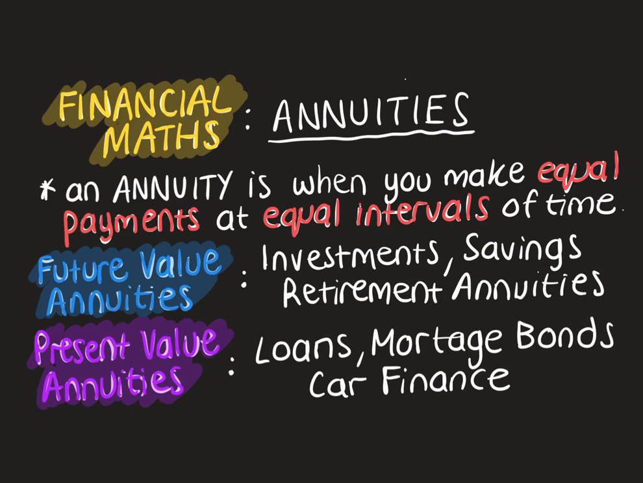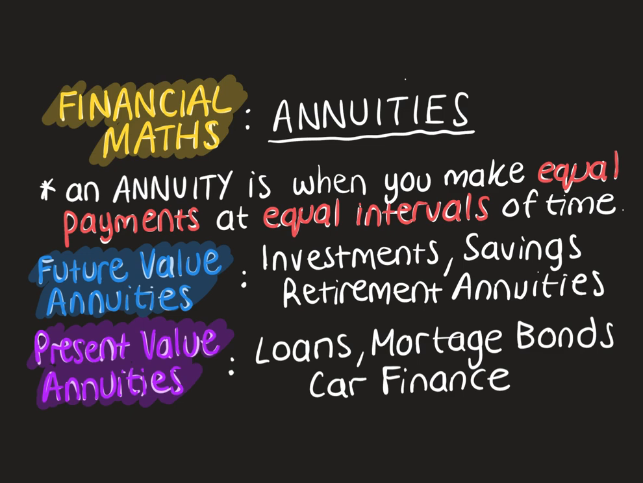If I'm investing money, meaning I'm putting a little bit of money away every single month so that in the future I'm going to have a big amount of value, that would be considered a future value annuity. So investments, savings, retirement annuities, every scenario where you're putting equal amounts of money away at equal intervals, wanting a massive amount of money in the future, will be considered a future value annuity.